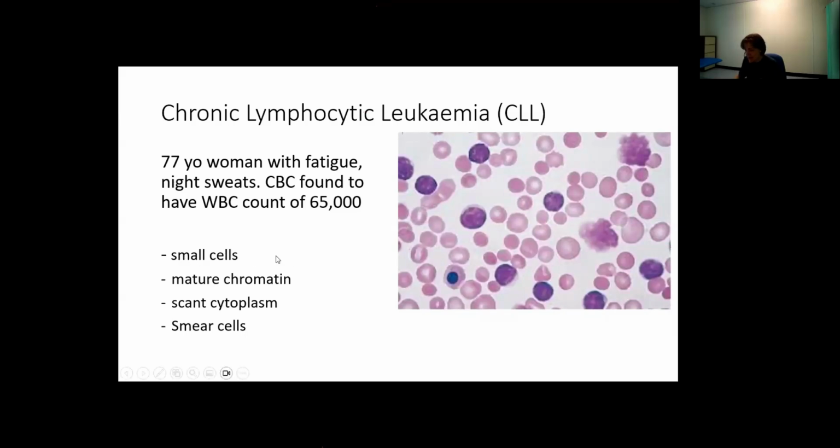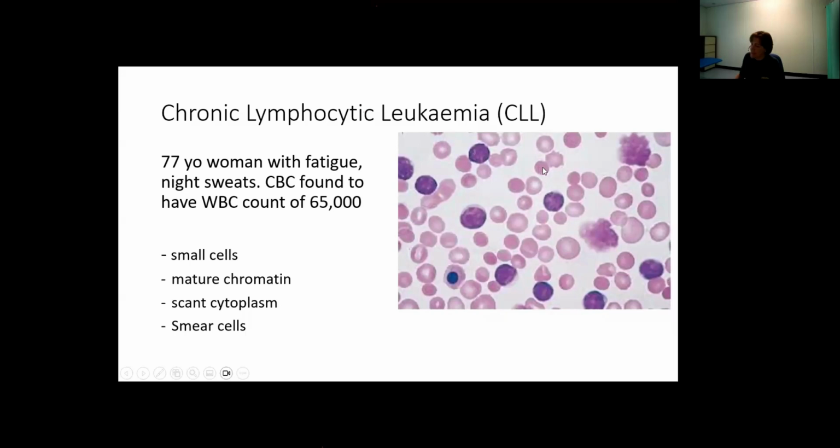So what I would say here is that they have small cells, the mature chromatin, which is clumped, little in the way of cytoplasm, and classically for CLL, it's said to cover up to 2/3 of the outside of the nucleus, but it's not usually around the whole nucleus. And then these smear cells. But people who are really observant will notice something else in this particular film, and that is that you have got a nucleated red cell, which we do not see terribly often in the peripheral blood. And you've also got these little dense, dark, round red cells.